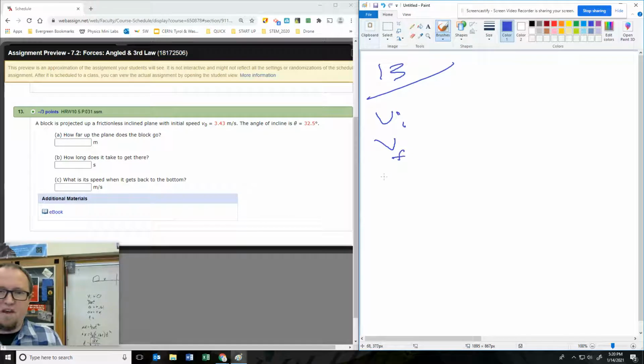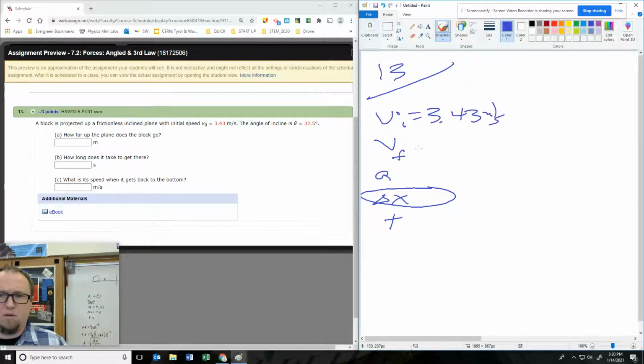So we're going to do VF, VI, a, delta X, and t. It wants to know how far. Initial speed, they give it to me in this problem. Now, how high does it go? That means at the top it's going to be going 0. I need acceleration.